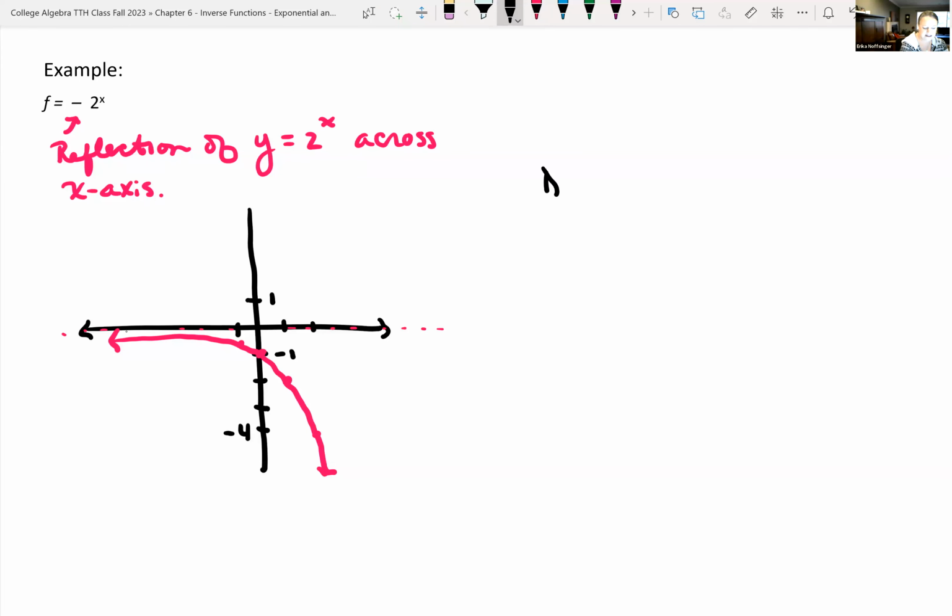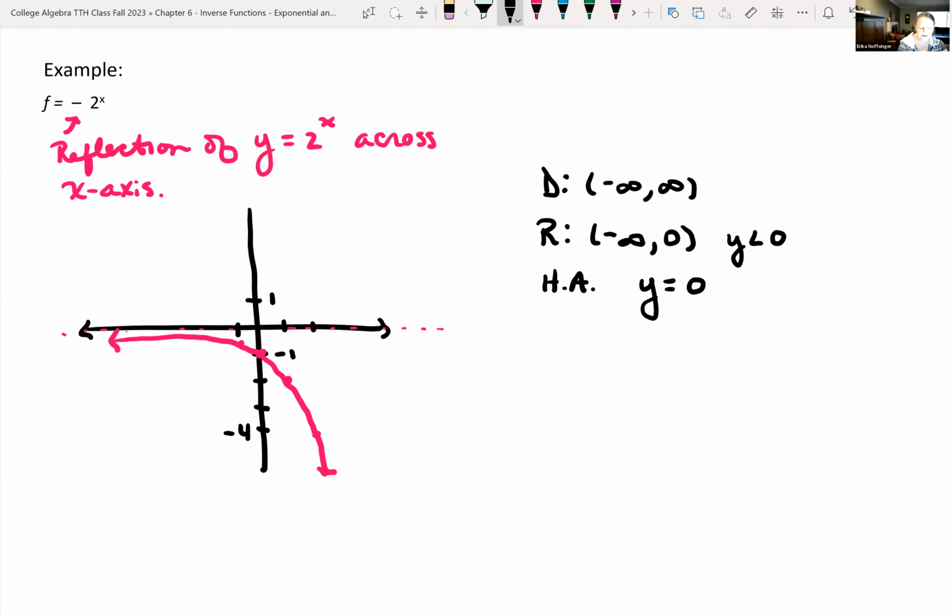So our domain is still the same. We don't have any trouble spots, -infinity to infinity. Our range has changed. So our range now, we're hitting all the y values from -infinity up to, but not including 0. So y is less than 0. Our horizontal asymptote is still the x-axis, which is the line y equals 0.